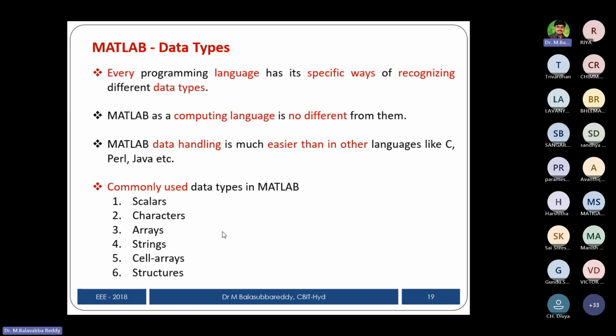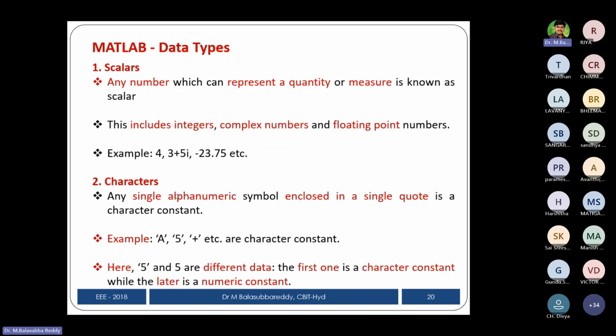There are scalars, characters, arrays, strings, cell arrays, and structures. These are some of the commonly used data types in MATLAB. Now, scalar means what? Simply it is a single value. We can give A is equal to 4 or B is equal to minus 3 or anything. A number that can represent a quantity or measure is known as a scalar. That includes integers, complex numbers, floating point numbers, or anything.